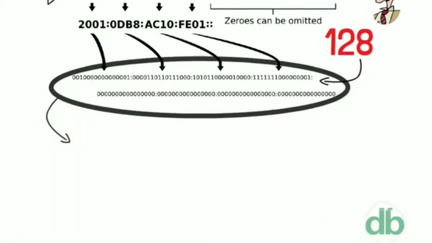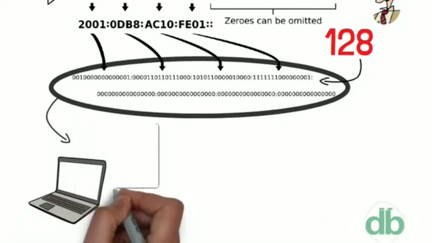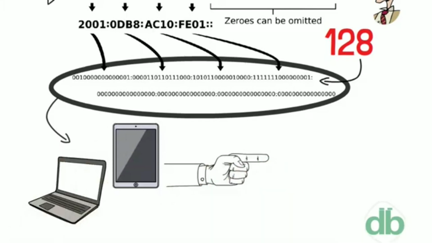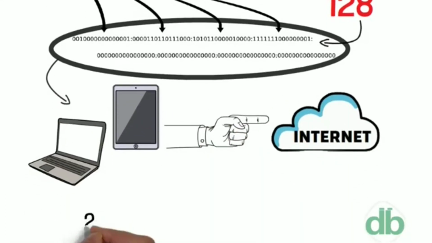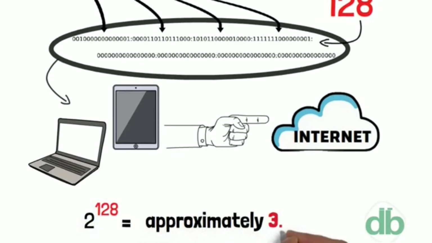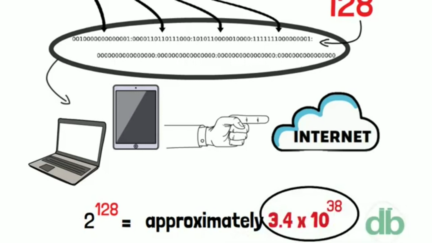Since a unique sequence of ones and zeros is given to each computer connected to the internet, with IPv6 a total of 2 raised to the power 128 devices can be connected to the internet. IPv6 can address this number of devices, which is far more than enough for many generations to come.